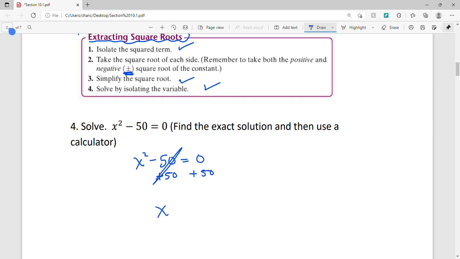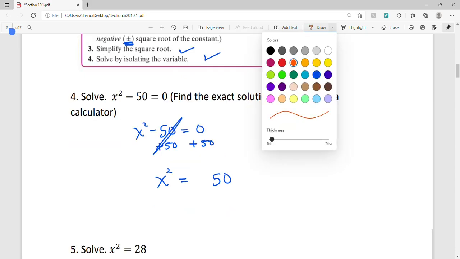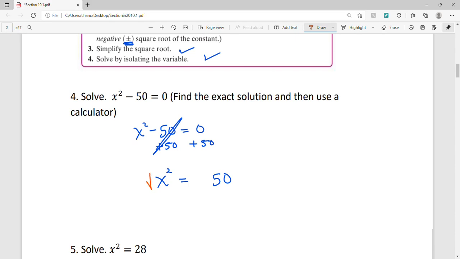This gives us x squared equals 50. The next step is to take the square root of both sides, and you cannot forget the plus or minus in front of the constant term. When we're taking the square root, we have to account for the positive and the negative solution. On the left, the square root of x squared is just x. On the right, we have plus or minus the square root of 50.